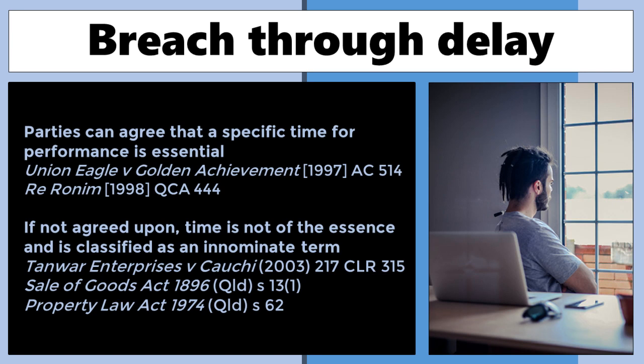put in the contract that time is of the essence. Parties can do that. When parties come together, they can determine to make time of the essence or not of the essence. That has a particular meaning. And if time is not of the essence, you can actually give notice to the other side making it of the essence if they're taking what seems to be too long. Now, in Union Eagle and Re Ronum, I'll start with Re Ronum.